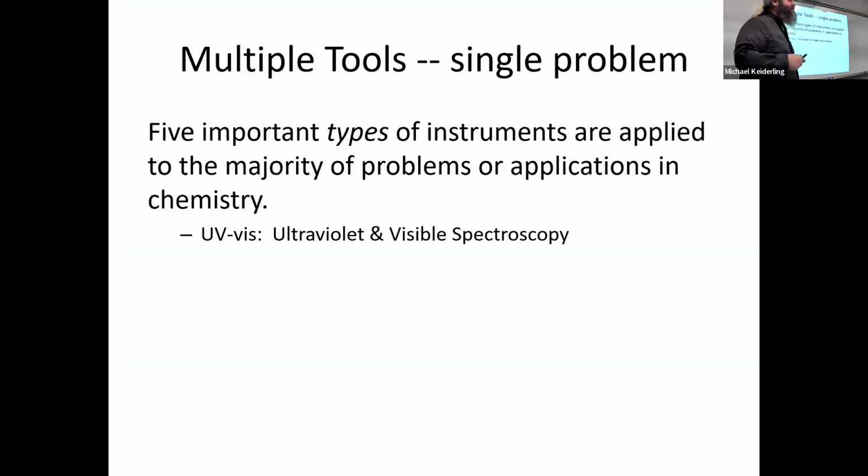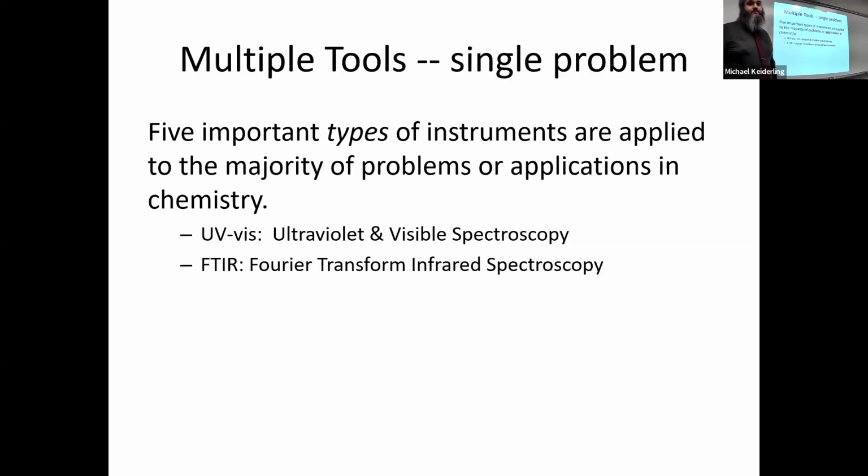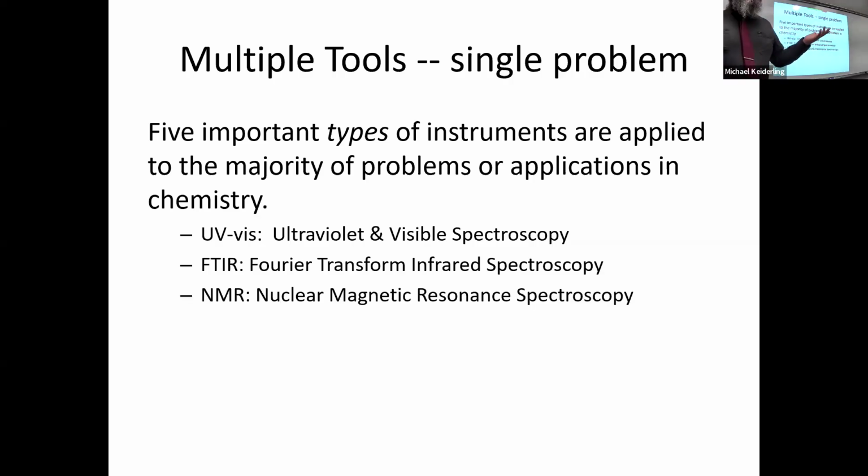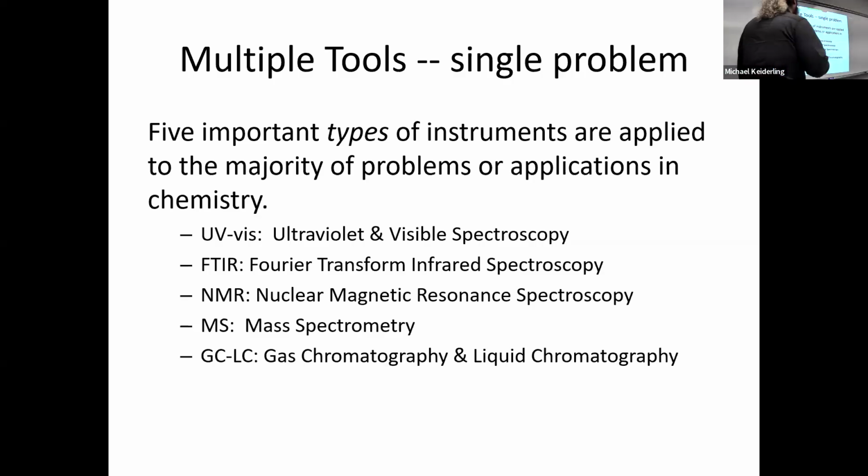Ultraviolet visible spectroscopy is one. FTIR, Fourier transform infrared spectroscopy, is another. Nuclear magnetic resonance spectroscopy is a third. Mass spectroscopy is a fourth. And then gas chromatography and liquid chromatography are used for separations.